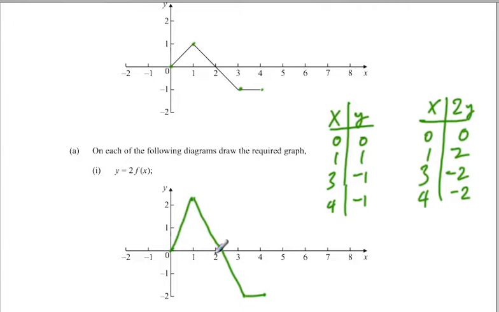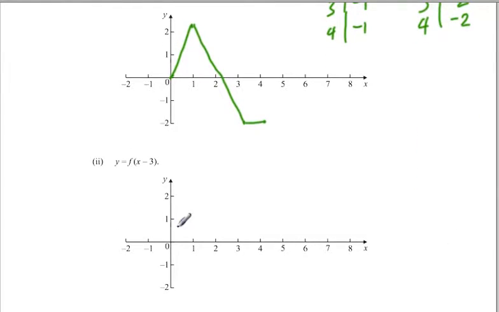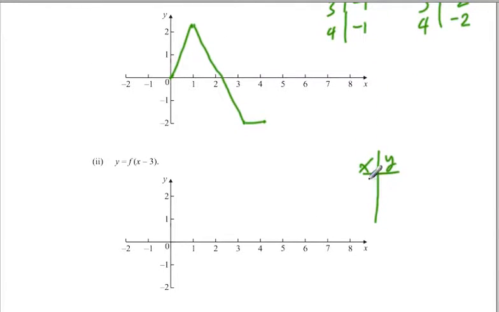You can obviously use a ruler and make this a lot straighter. Because I'm just doing this freehand, that's why it looks the way it does, but it can be a lot smoother. Next one, which is y = f(x - 3). Let me get an xy plot again. This is (0, 0), (1, 1), (3, -1), and then (4, -1). Since it's x minus 3, it's moved to the right by 3. So all the x's get added by 3, not subtracted, and the y's stay the same.